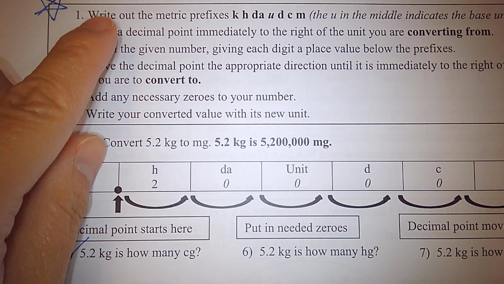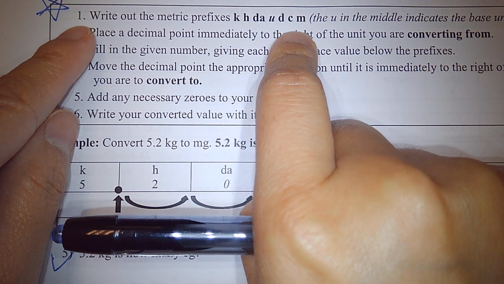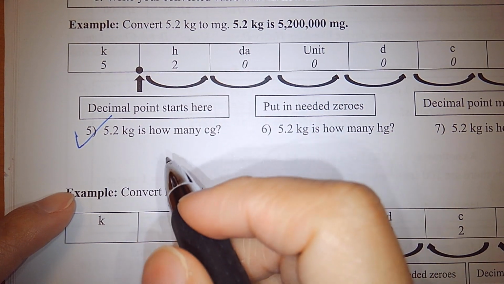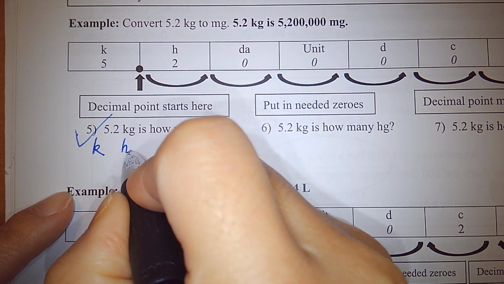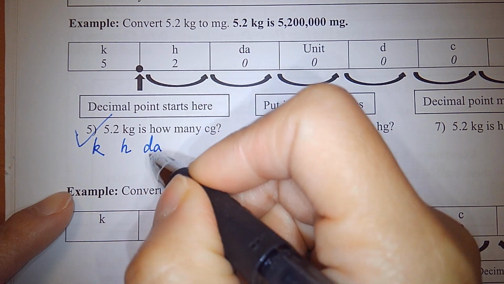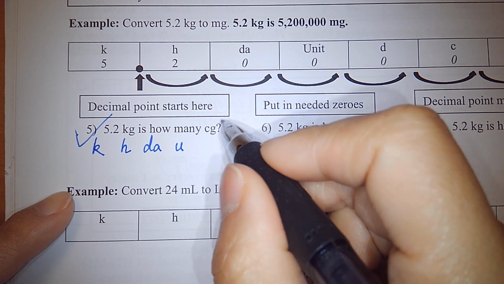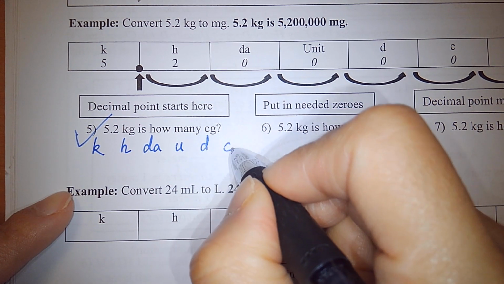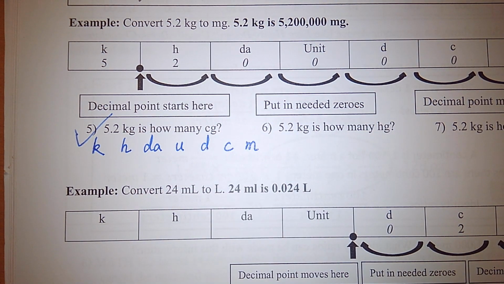What is the first step? Write out the metric prefixes in order like this. We follow their direction and write out the prefixes. First one is K, H, DA, U, which means the base unit, in this question grams, and then D, C, M. So step 1, just write down all the prefixes in order, copy that from your table.